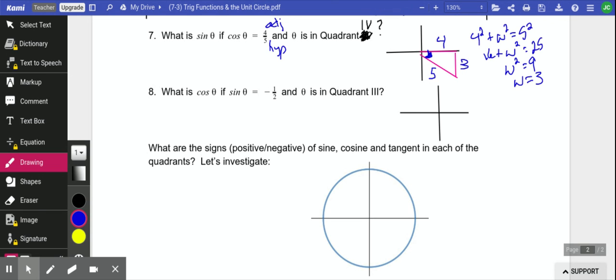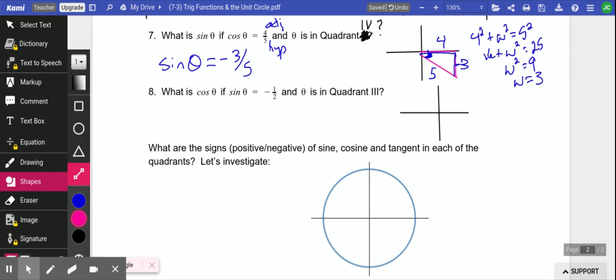But I want you to notice this is right 4 and down 3. So this should actually be a -3. And now if we want to find the sine of theta, sine is opposite over hypotenuse, so -3/5.